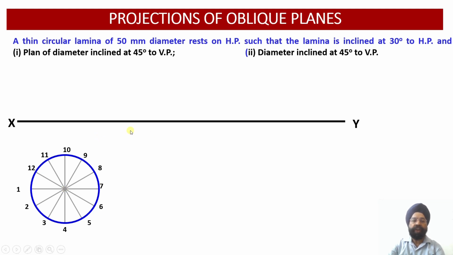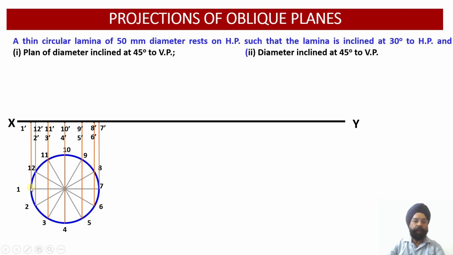Now let us draw the front view. In order to draw the front view, the projectors through all these 12 points onto the horizontal plane, that is the XY line, have to be drawn. Just see, we have drawn projectors through all these 12 points, and we have been able to locate all these 12 points in the front view.